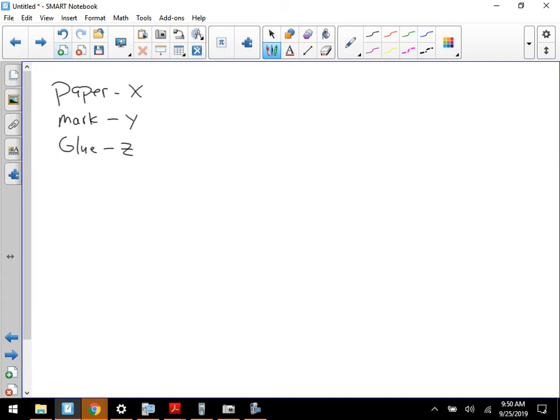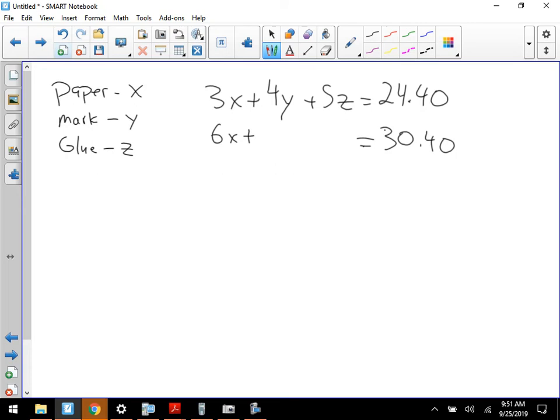Combination of the first three for Jesse: he spent $24.40, and he bought 3 papers, 4 markers, 5 glue sticks, and a partridge in a pear tree. Maria spent $30.40, so we know the next person spent. And then she had 6 paper, 5 markers, 2 glue sticks. And then Charles.